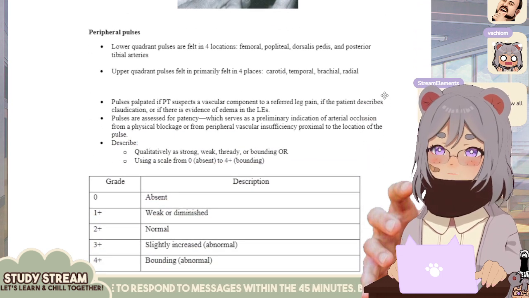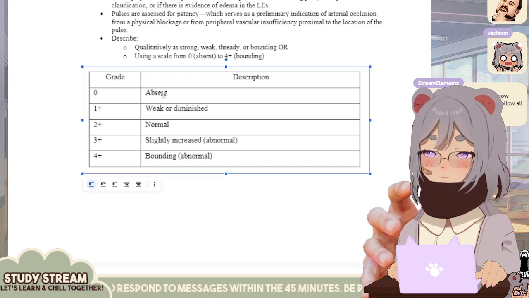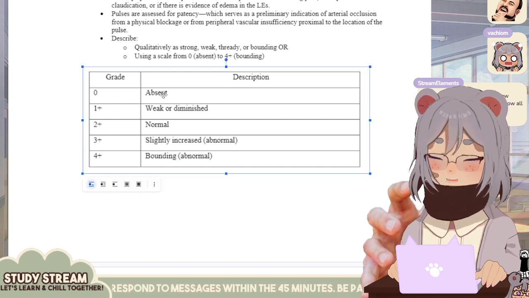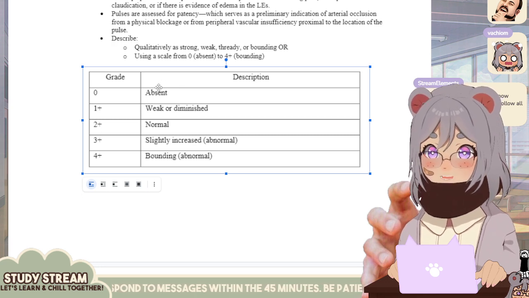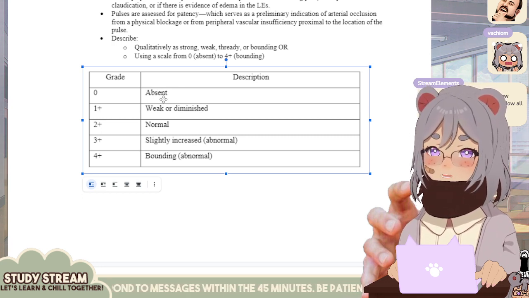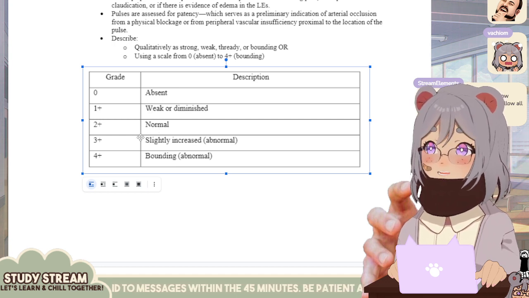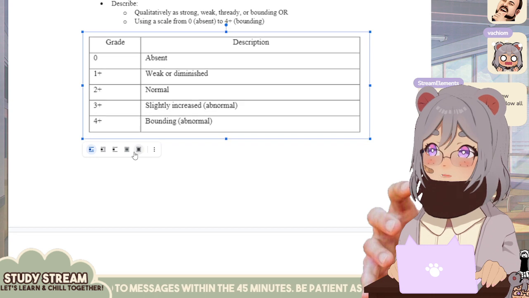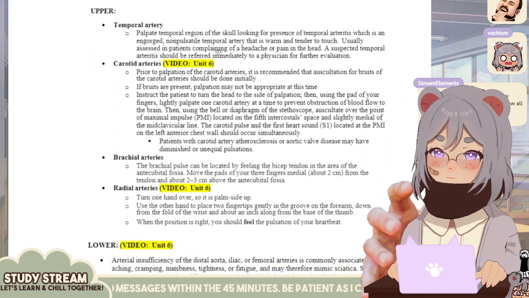Basically it's abnormal. When we talk about pulse, we can grade it. We can track the radial pulse, the pulse by the thumb, and grade it as absent, which is not there; 1 plus, which is weak; 2 plus, which is normal; 3 plus, slightly increased; or 4 plus, where it's bounding. It feels like it's coming out of that area, which is spooky.